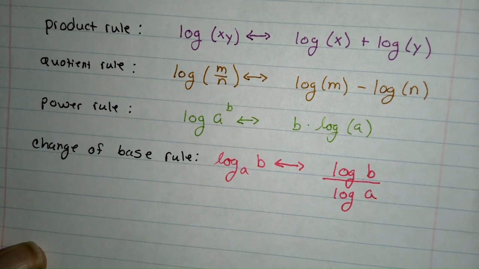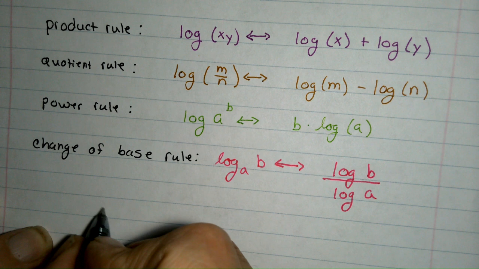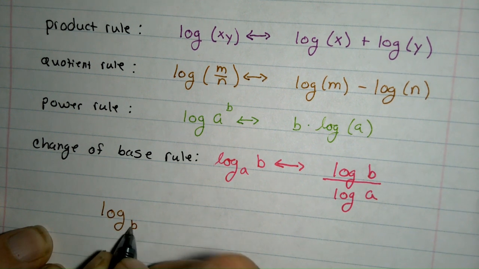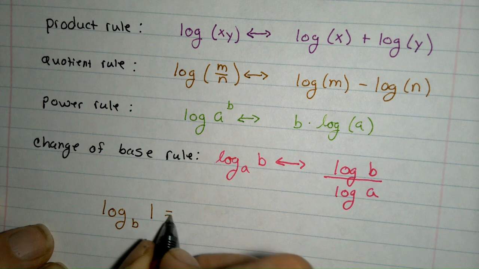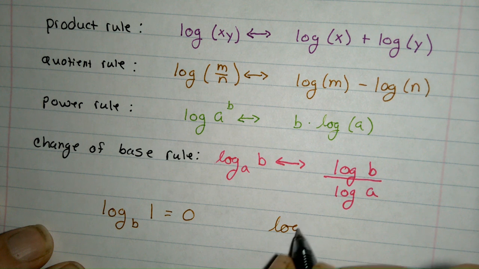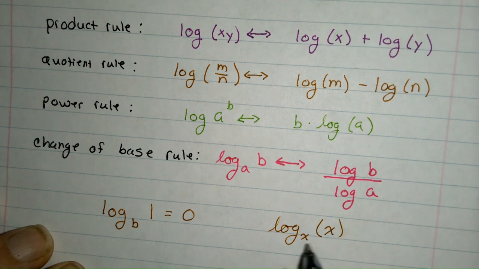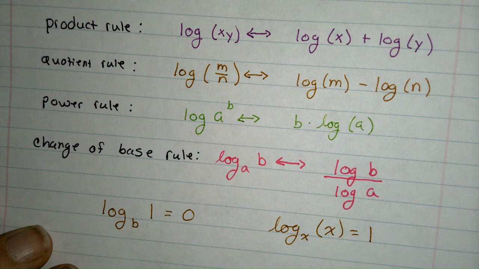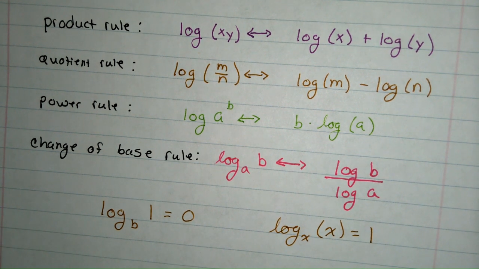And then a couple additional identities. Log of any base with 1 will always be 0. Any base to the 0 power is 1. And log base x of x, where these match, will always equal 1. If you know those rules, you are going to have so much power in your arsenal when it comes time to solve exponential equations or to work with logarithmic equations.